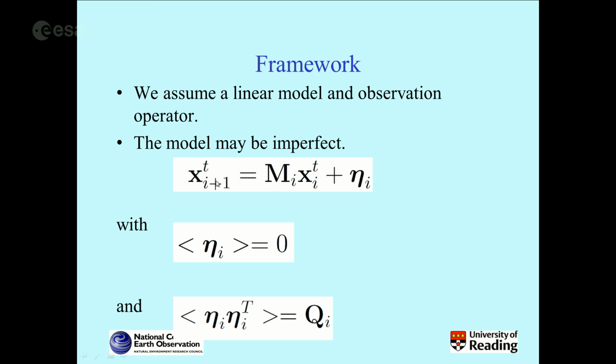So our model is that x_{i+1} = M_i x_i. But if I take the true state at time i and propagate it using the model, I won't get exactly the true state at time i+1, because there's an error in my model. Now, I don't know what this error is, but I'm going to assume that I know its mean is 0, and I'm going to assume I know its covariance Q_i.